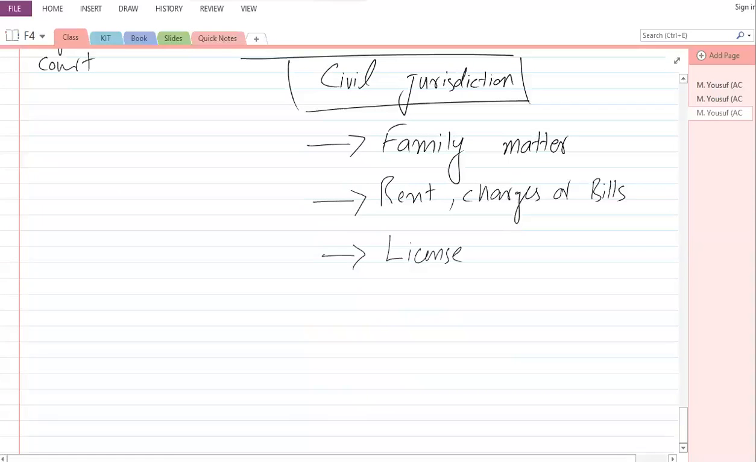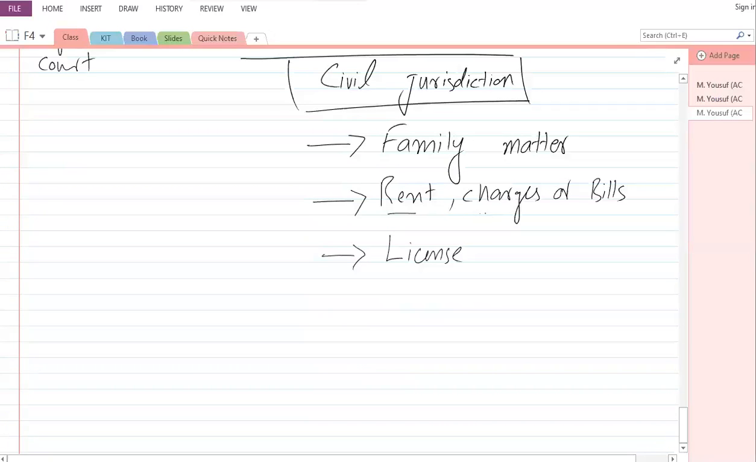So once again, to revise, if we discuss criminal jurisdiction, the magistrate court is only going to hear summary offences and either way summary offences. The indictable offences and either way indictable offences will be forwarded to Crown Court, whereas the civil jurisdiction is concerned with family matters, rent, charges and bills, and license. These are cases related to individual disputes for compensation, and only these three types will be heard at the magistrate court. So a tenant may have a dispute with the landlord for rent purposes.